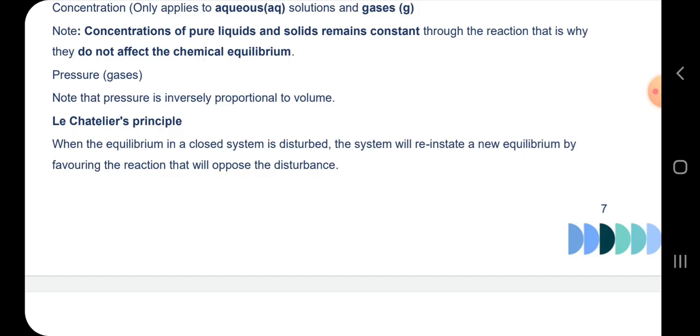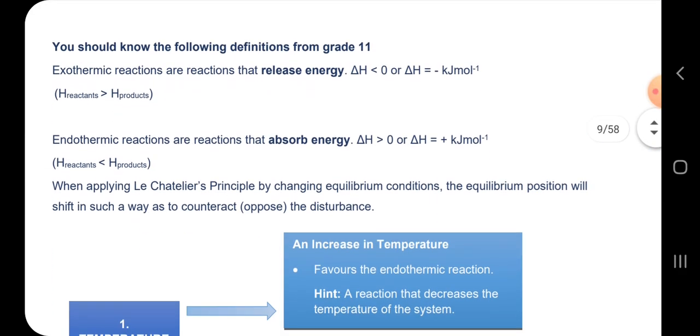So the system will reinstate a new equilibrium. We have an equilibrium, and this equilibrium that we now have is being disturbed. The whole system will form a new equilibrium by favoring the reaction that will oppose the disturbance. So the system will not allow itself to be disturbed. It will rather favor the reactions that will oppose the disturbance that is trying to take place.